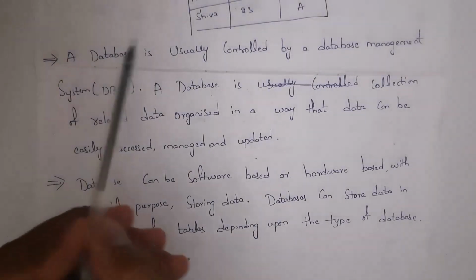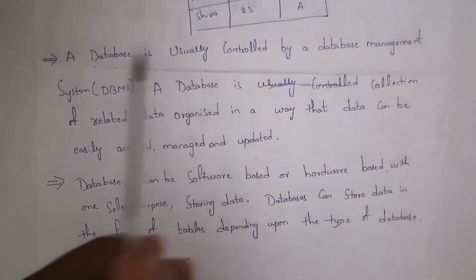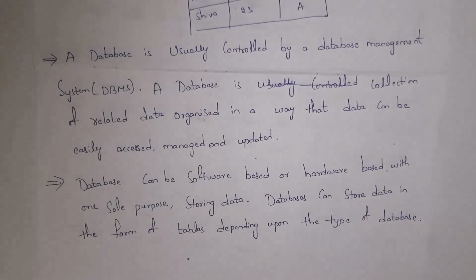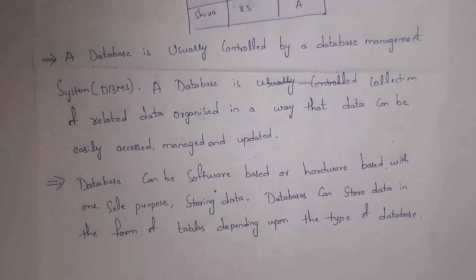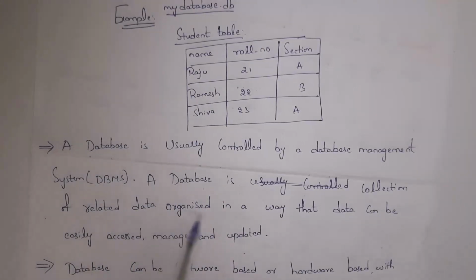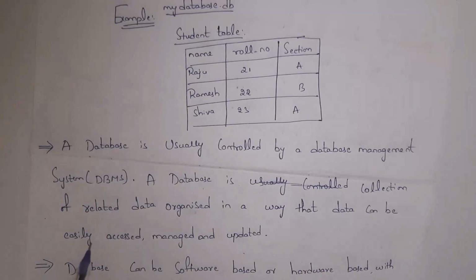A database is usually controlled by a database management system. Shortly we call it DBMS. Guys, DBMS is nothing but a software. By using this software we can create a database and we can perform various operations on the database. Like we can create a table, we can insert data in the table, we can modify data and also we can delete data.